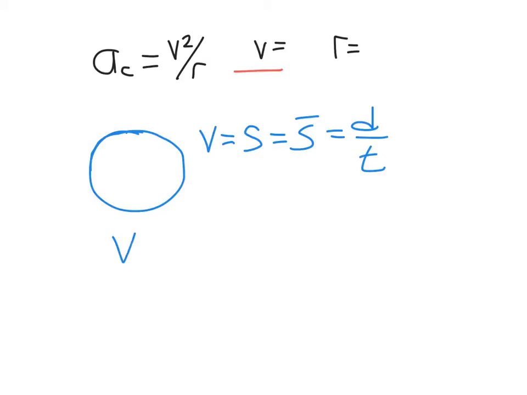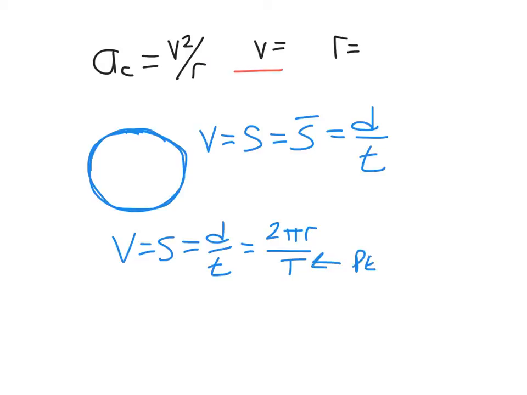So we're going to say that velocity equals speed equals distance over time. Well, if you're going around a circle, the distance that you travel is going to be 2 pi r. And if you're given the time, which could be known as the period, which is the time for one complete motion, then we can solve for the speed, which is the velocity of this, by doing 2 pi r, the circumference, which is the distance, divided by the period or the time.